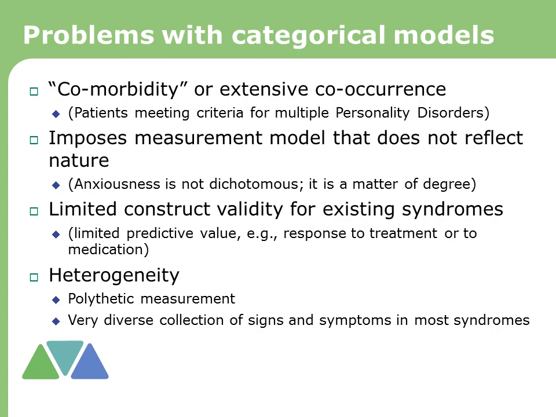There are problems with the categorical model. One of the problems is that there is comorbidity, so that patients typically meet the criterion for more than one diagnosis in the DSM. The categorical measurement model doesn't necessarily reflect the nature of psychopathology as we understand it today.